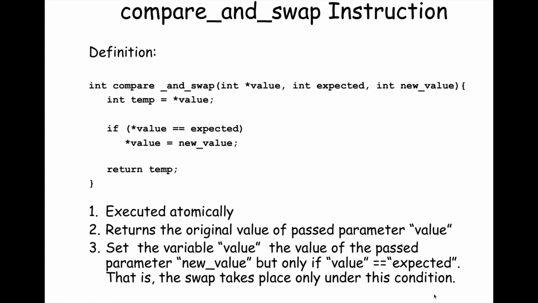It will not be preempted. So the first process or thread to execute this will be allowed to execute this function to its completion, without being preempted, even if the quantum expires. It's an atomic instruction. It returns the original value of the parameter that's passed, here value, and then sets it to this new value if it's equal to this expected value. Any questions about this?